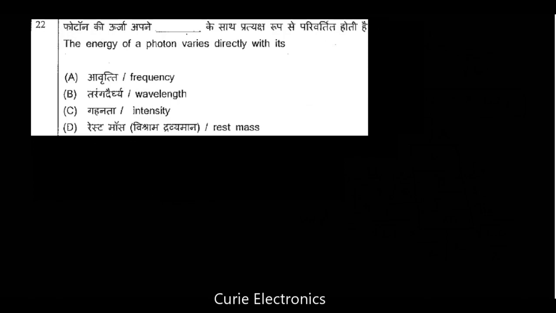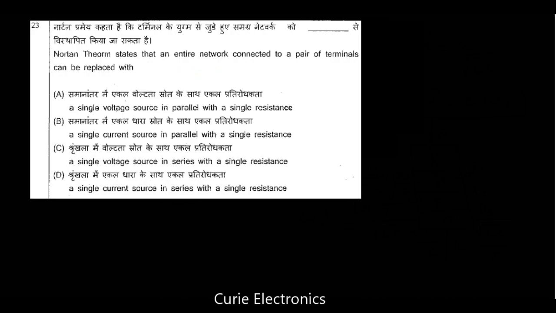Energy of a photon varies directly with what? It varies directly with the frequency. The energy of a photon increases as frequency increases. What was the equation for it? I forgot, let me check. Okay, energy of the photon is given by h nu. Nu is the frequency. So as frequency increases, the energy of the photon also increases. Now next question. Question number 23.